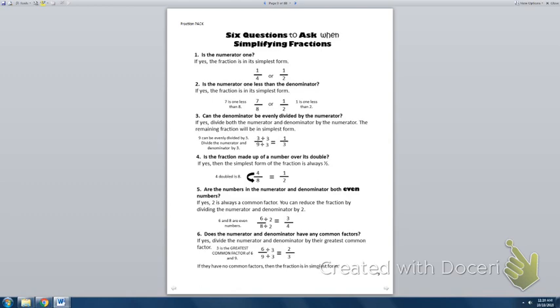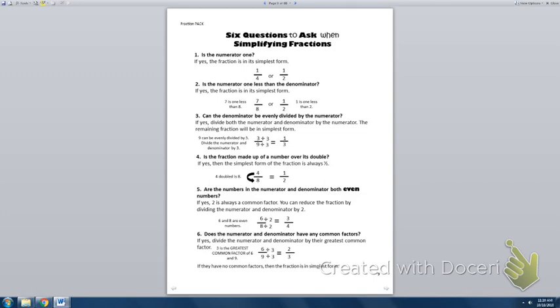Number 1. Is 1 in the numerator? If you have 1 in the numerator, you don't have to consider this any further. You're automatically in lowest terms. So the example here is 1/4 and 1/2. Each one of these, 1 is in the numerator, you're in lowest terms.